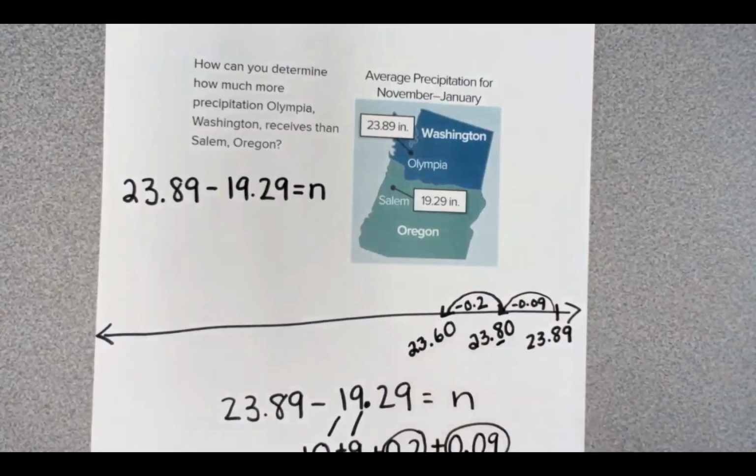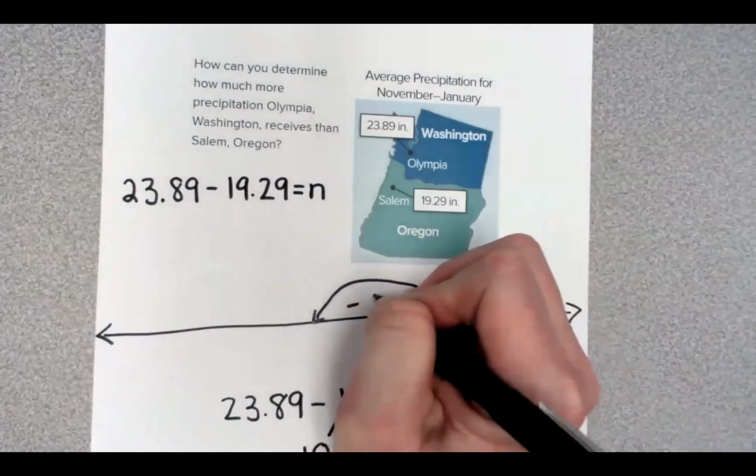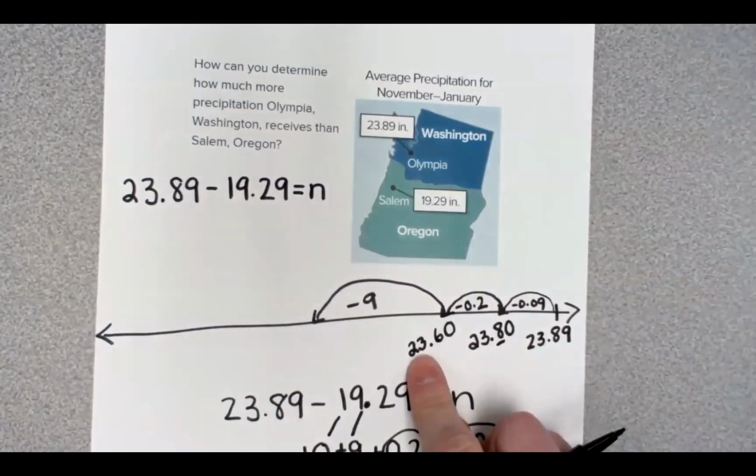I'm not done yet. I want to keep going because I still need to remove my 9 wholes, my 9 ones, and that 110. So I'm going to go ahead and subtract 9 ones from 23 and 60 hundredths. I have 23 wholes. So I'm thinking of it almost together at this point. And so if I subtract 9 from 23, I know that that would be 14.